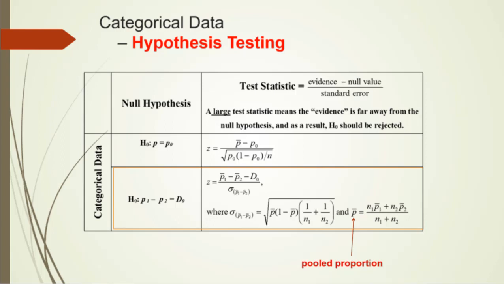I call it D0. The formula is quite similar to the one population case, except that to find a standard error, we would need to find a p-bar first. The p-bar here is no longer the sample proportion as in the one population case. Instead, it will be the pooled proportion, which pulls the information from sample 1 and sample 2. I will use the following example to demonstrate how to solve estimation and hypothesis testing questions for two populations.